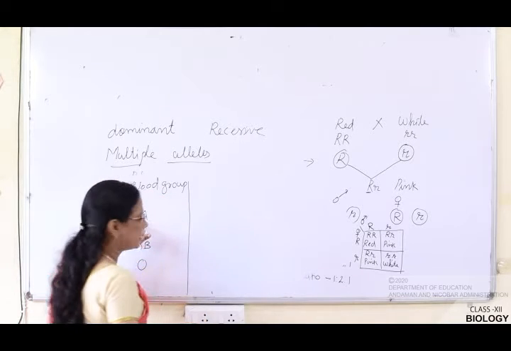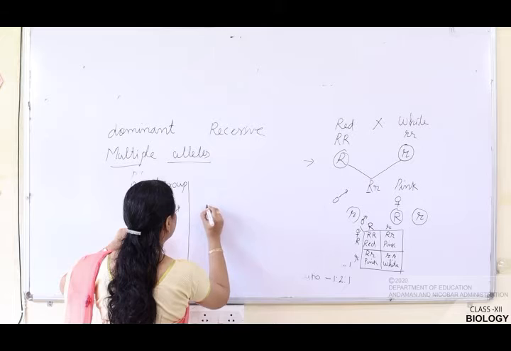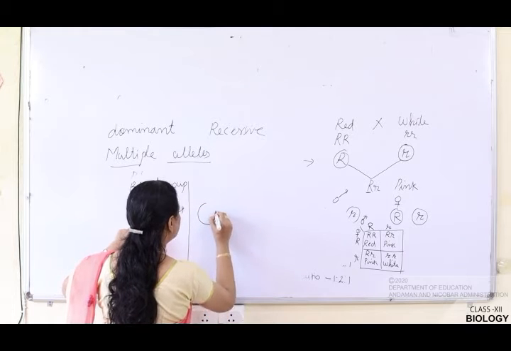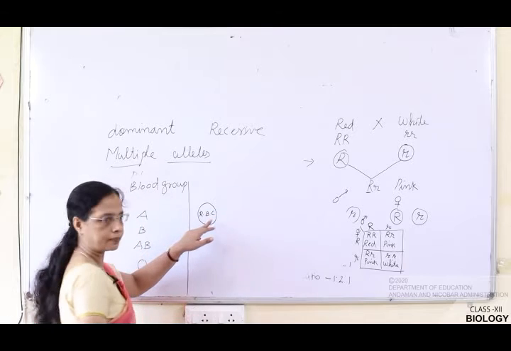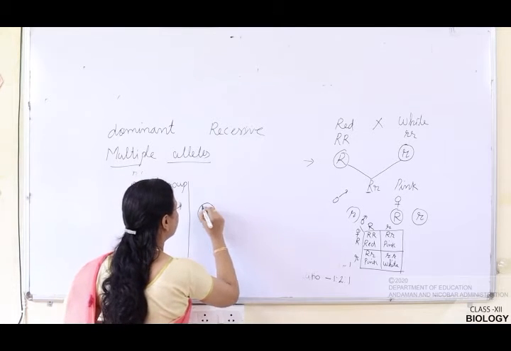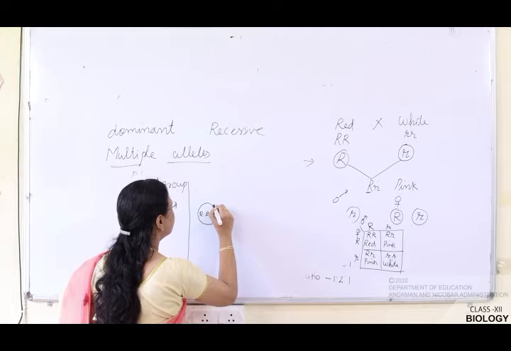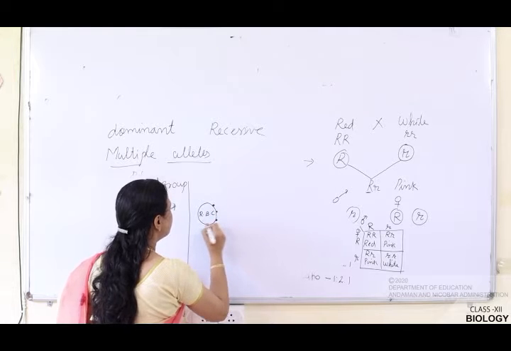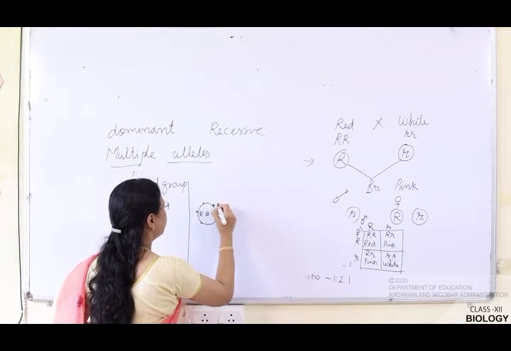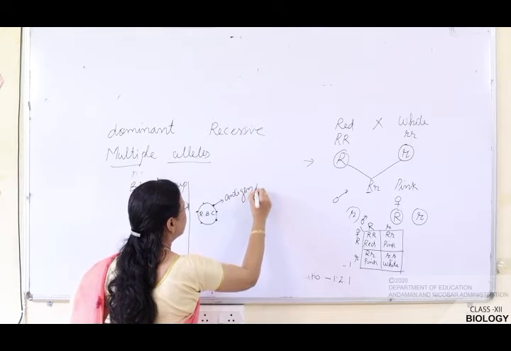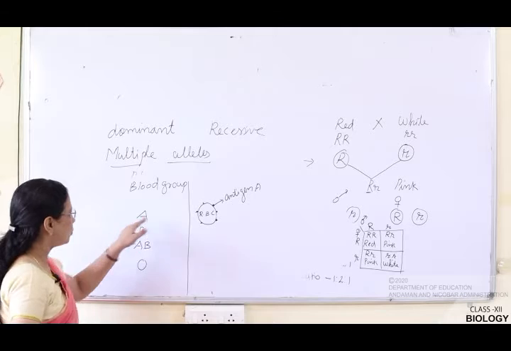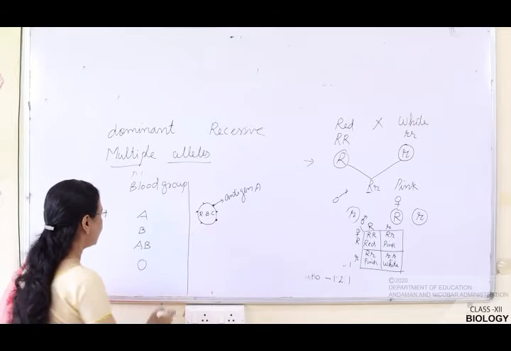Now this A blood group is due to an antigen which is present on the plasma membrane of the RBC. RBC is having an antigen on its plasma membrane. Suppose these are the antigens which are present on the plasma membrane. This antigen is A antigen. A blood group is having antigen A.